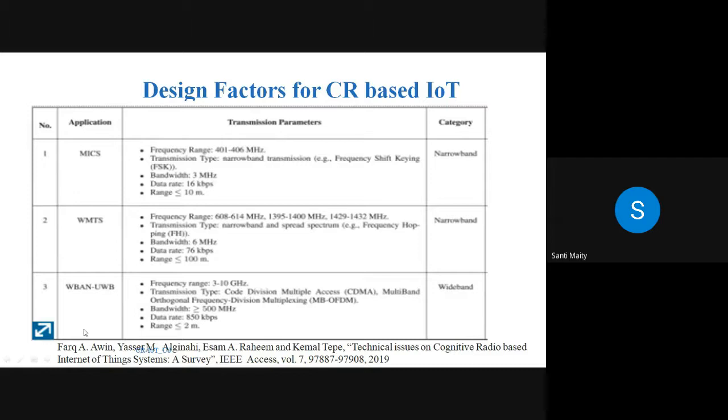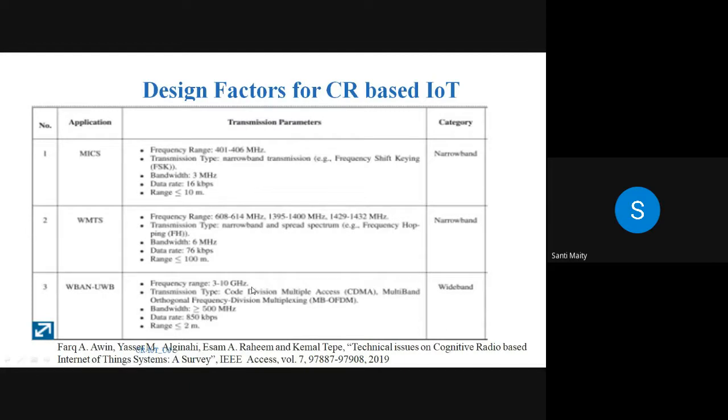Bandwidth is 6 megahertz. On the other hand, when you look for high data rate transmission, the range is less, and the frequency is 3 to 10 gigahertz, just below the millimeter wave frequencies. Transmission type is code division or frequency hopping. Here is frequency hopping; here is multi-band orthogonal frequency division multiple access, OFDM, and bandwidth is 500 megahertz. This is the 850 kilobits, and the range is this. So when you go for large data rate transmission, coverage keeps reducing. And that is the need for a cognitive radio network, which can provide large range communication.